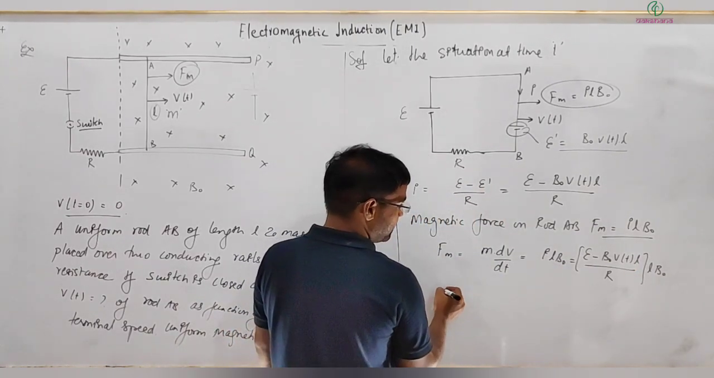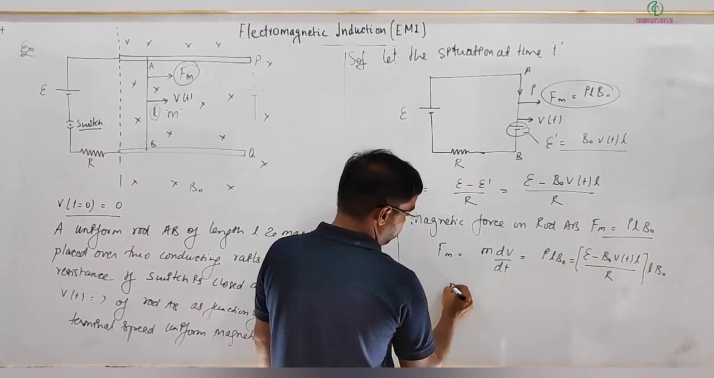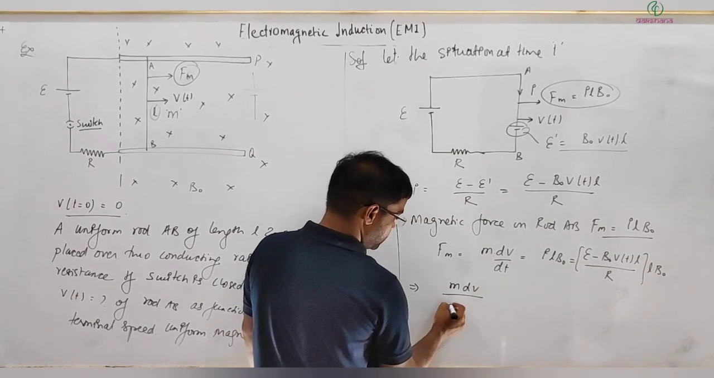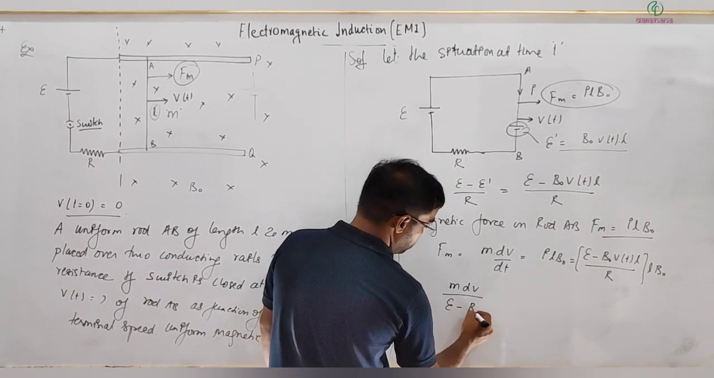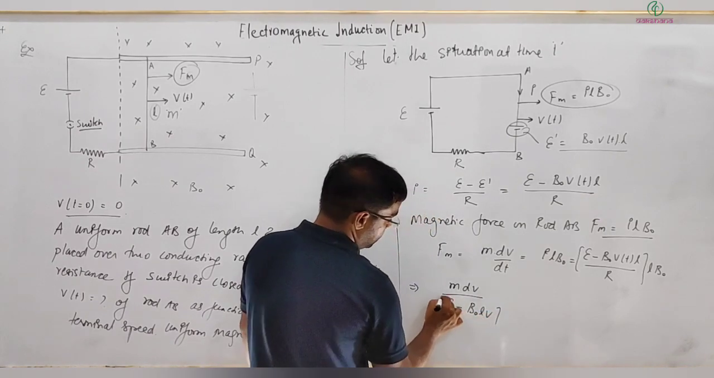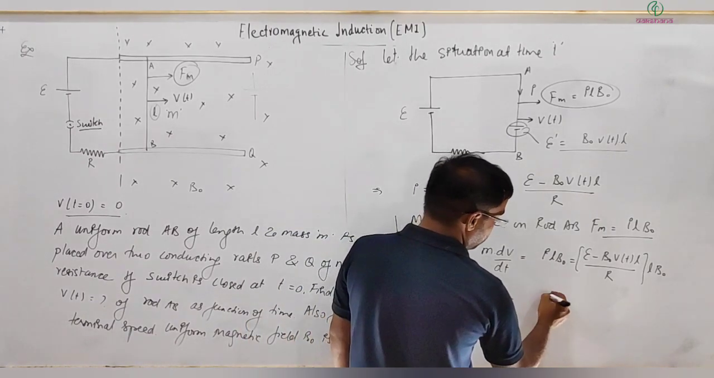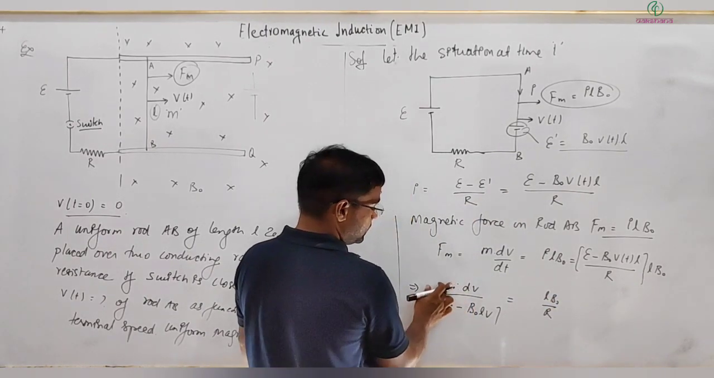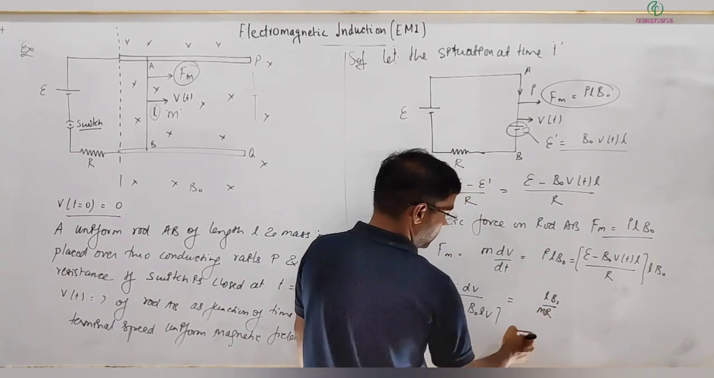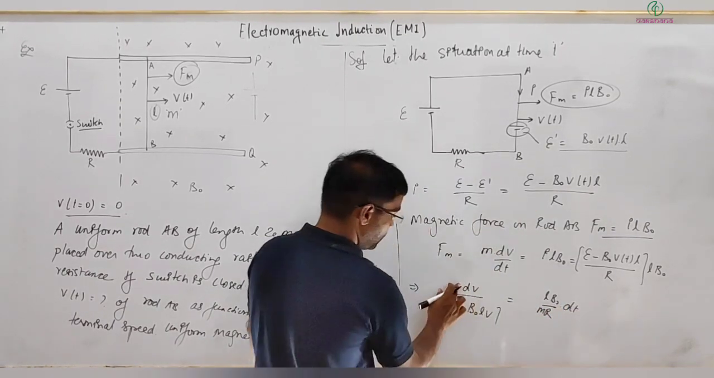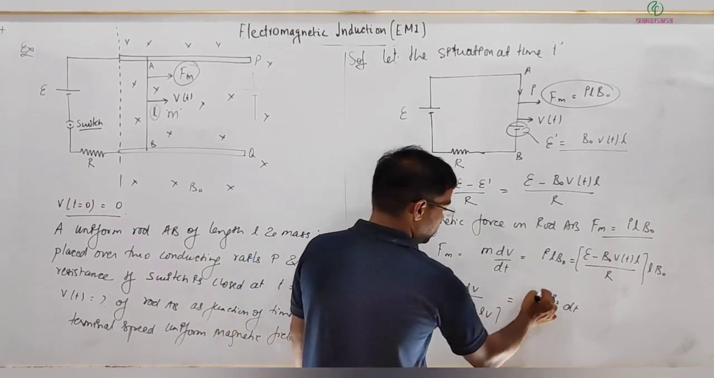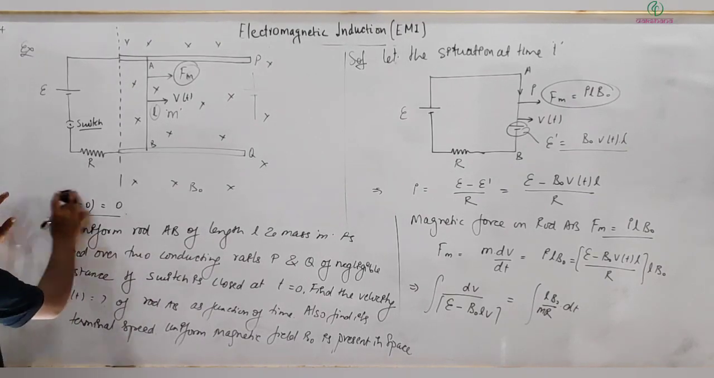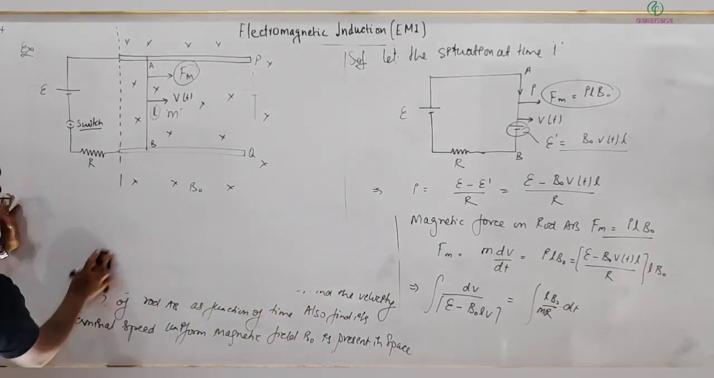This implies I am getting the expression M dV, divided by E minus B naught L V, this whole multiplied by L B naught by R, equals dt by MR after dividing. So I hope you are getting it up to here. Next we need to integrate it. For that I can erase this part. I hope you have understood the question.